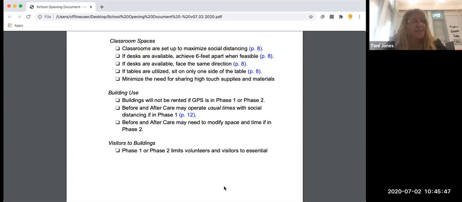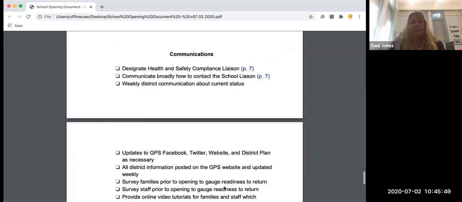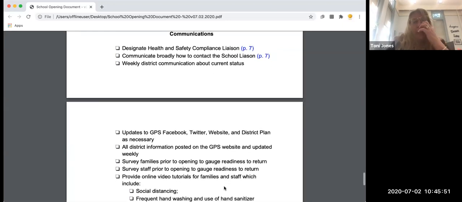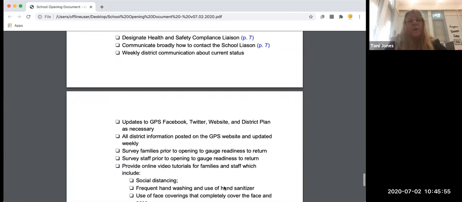Communications. In this section, we have to designate our health and safety compliance liaison. So I'm working on that right now for this document. And then we have to communicate that broadly. And that's really just where do you send your questions and answers?